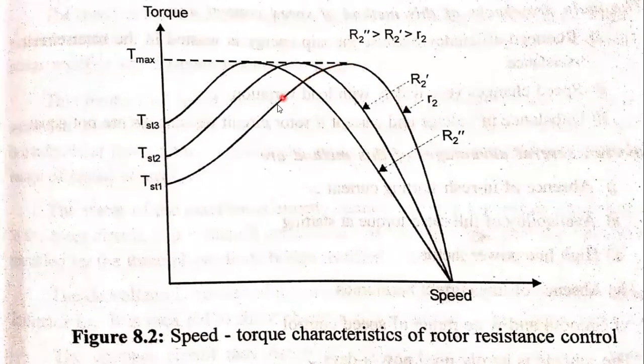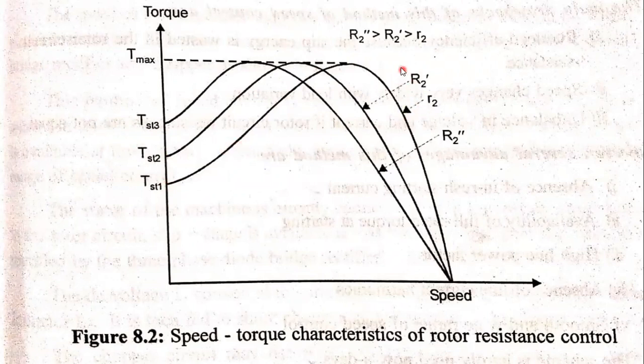So what happened? This is the starting torque. This much starting torque is developed in the slip ring induction motor because of this resistance. If we increase the rotor resistance from R2 to R2 dash, the maximum torque remains constant, but the starting torque increases from TST1 to TST2.